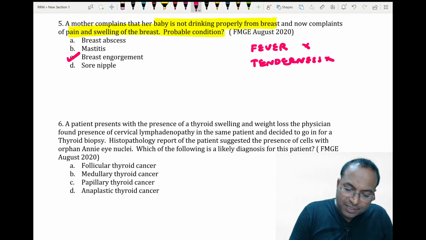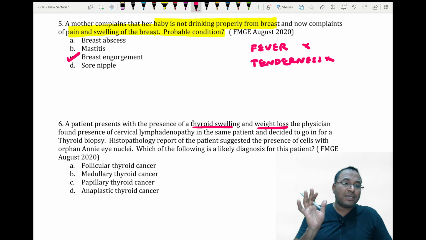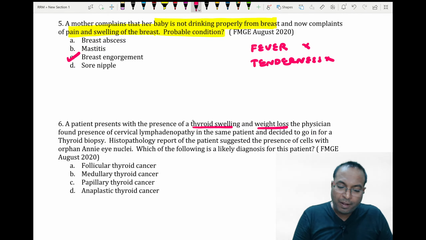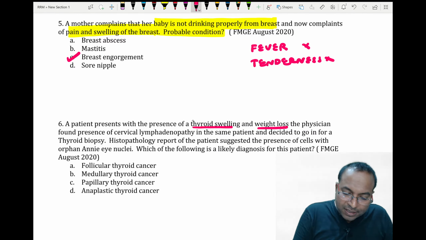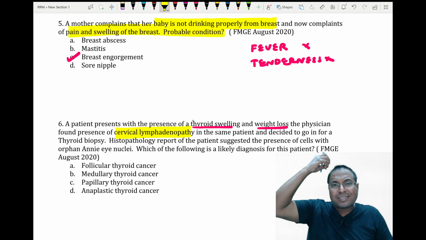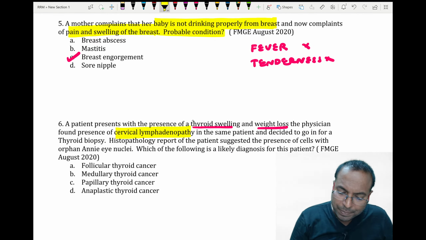A patient presents with a thyroid swelling and weight loss. I am telling you, thyroid cancers are very important for the FMGE exam. Definitely one question from thyroid cancer is going to come. Thyroid cancer presenting with cervical lymph nodes, you should have come to the diagnosis now itself. Thyroid cancer with cervical nodes is papillary cancer. Thyroid cancer with skull secondaries, pulsatile skull secondaries, is follicular.